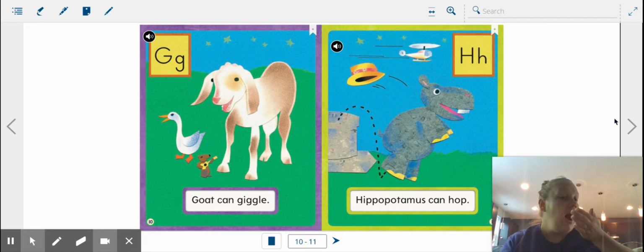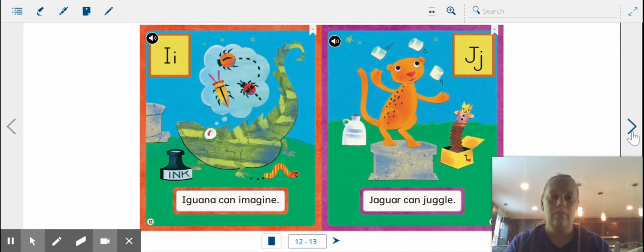H says, you should feel that air hit your hand. Hippopotamus can hop. Hippopotamus starts with an H. I says, like you have an itch on your nose. Iguana can imagine.